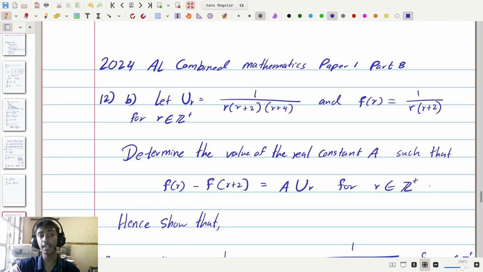The exam question we have here is from the 2024 A-Level Combined Mathematics Paper 1 Part B. It is question number 12b. What we're going to be doing is solving the entirety of this question. At the start it says, let u of r be 1 divided by r times r plus 2 times r plus 4. It then defines f of r to be 1 divided by r times r plus 2, for r being an element of the positive integers. When you see this, you can get a hint that you're probably going to need some kind of summation to do this question.